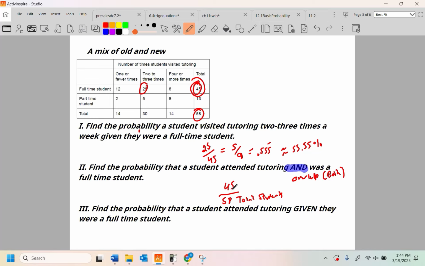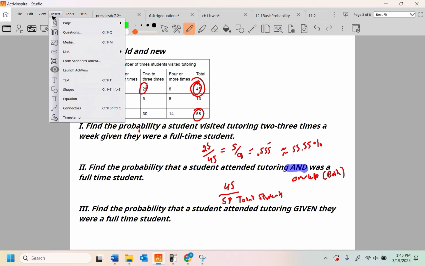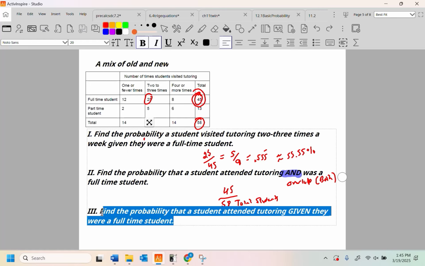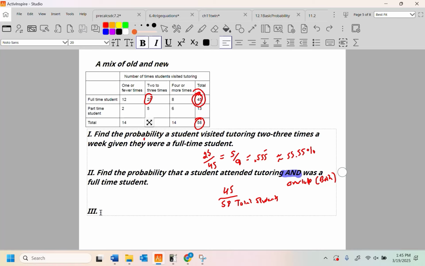And I just don't like the way these are worded. Give me just a second here. I'm going to reword 3. Find the probability that a student attended tutoring given they were a full-time student. I really didn't like the way I worded any of those. They're all horrible. Bad Milbrath. I was multitasking on this during second period. And I got kind of thrown off. Let's see here. So anyways, what do I want to change this one to?